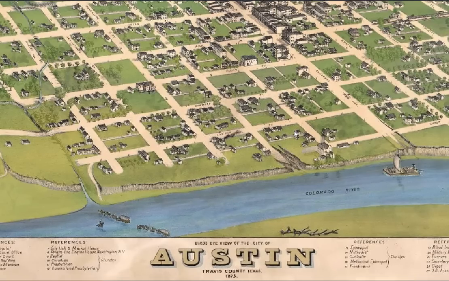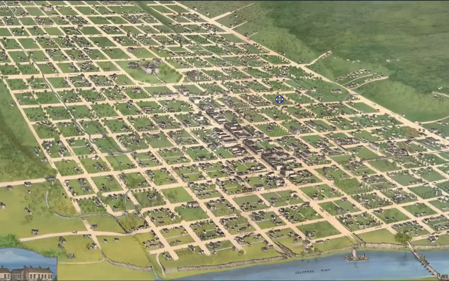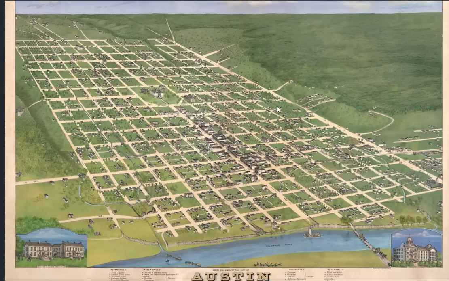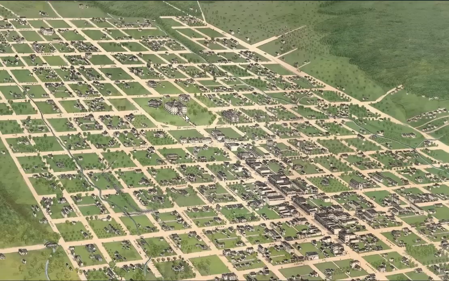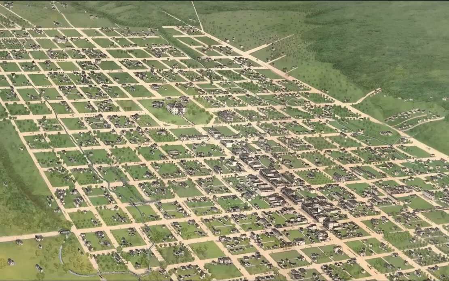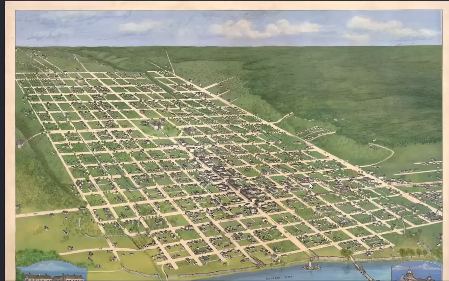1873, we're looking at a bird's eye view, about 5,000 people living there. Again, they're showing us a very well laid out rectangle, basically, and they're showing us likely that state capitol and a bit of a main thoroughfare. But again, I would suspect we're looking at fiction, looking at this drawing.